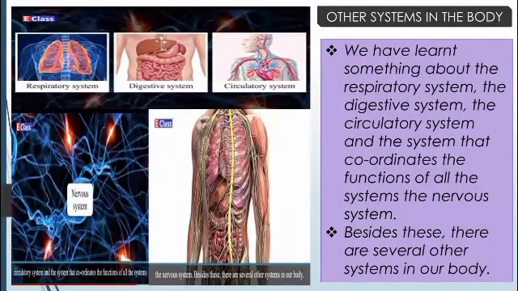Moving on to the last point in the chapter, which is other systems in the body. We have learnt about the respiratory system, digestive system, circulatory system, and the system that coordinates the different functions, and this system is the nervous system. We have studied these, but there are certain other systems also present in our body, which help us do different tasks. Let's see them.